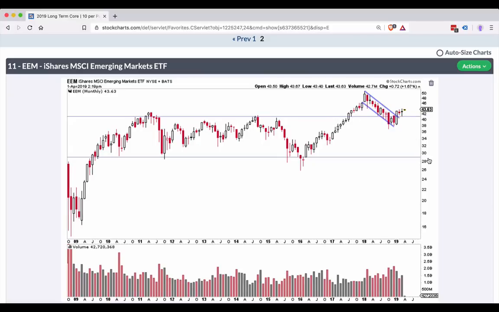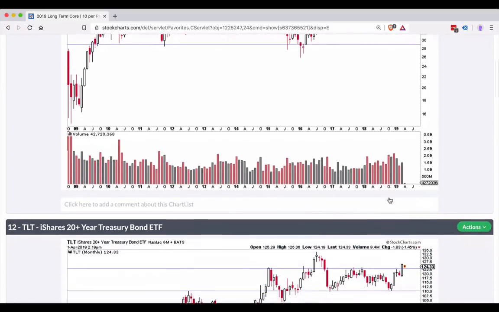So for me, I like EEM. I'm constructive here, so long as we are above $40 and holding above most of this range in here. I like it. It looks like it has some good potential, some good runway to the upside here. So for EEM, still looks constructive. You can see it's gone sideways for the past 2 or so months, but I do like this if it continues to hold and start to resolve higher.